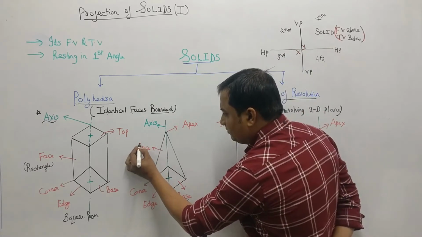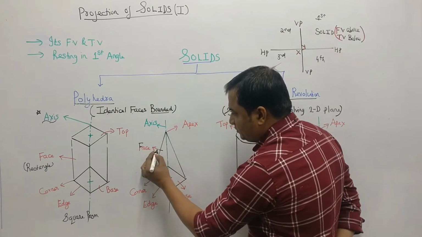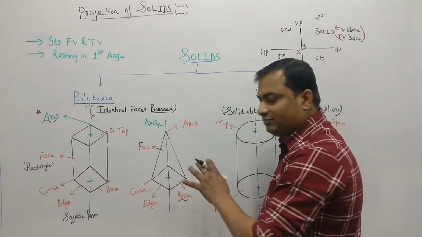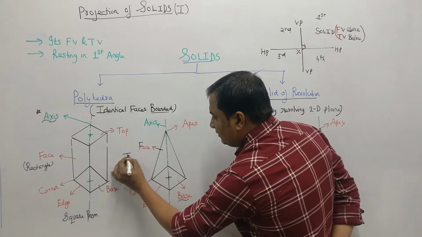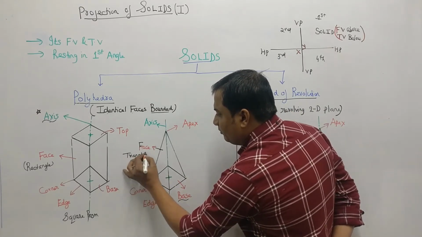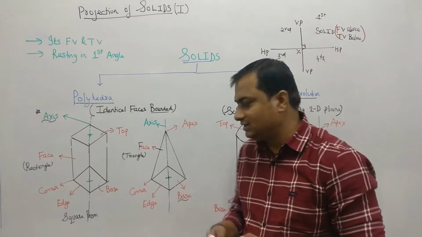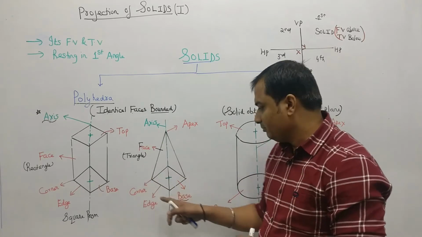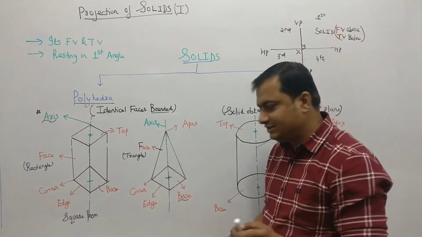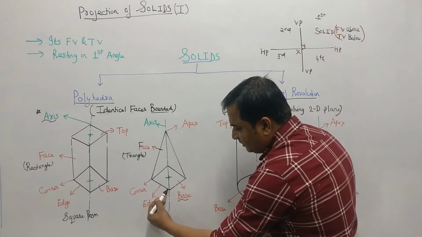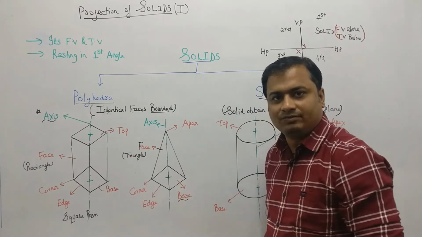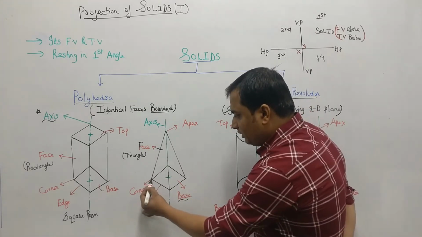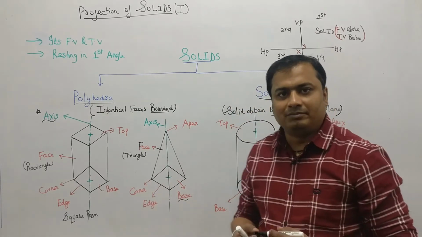Now what is the face here? This is the face of the pyramid. What is the shape of the face of the pyramid? That will be a triangle. In case of a pyramid, the face is always a triangle. Base, face. What is the edge here? This is the smaller edge, and this is the longer edge of the pyramid. And the corner, where two edges meet, is the corner of the pyramid.